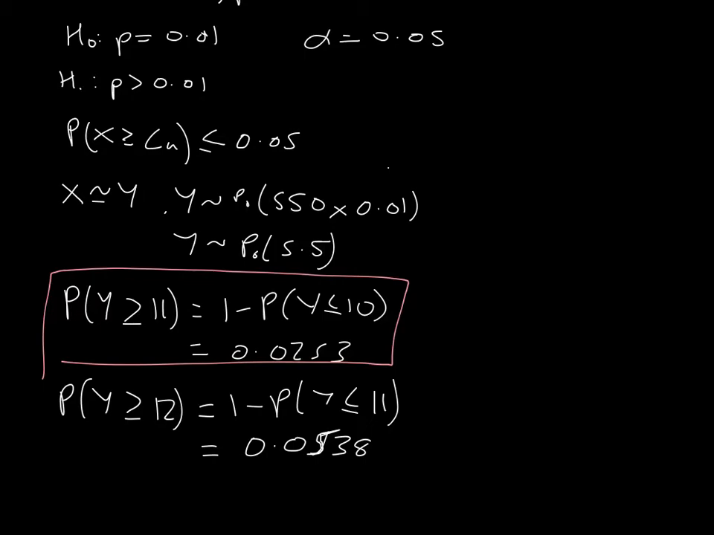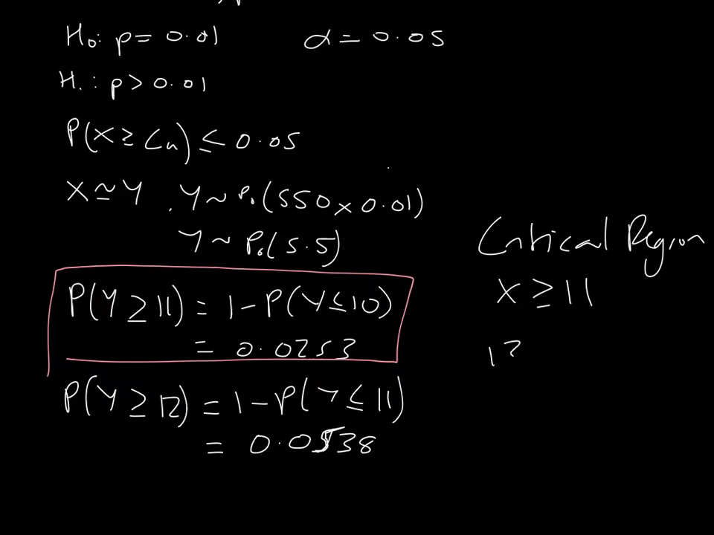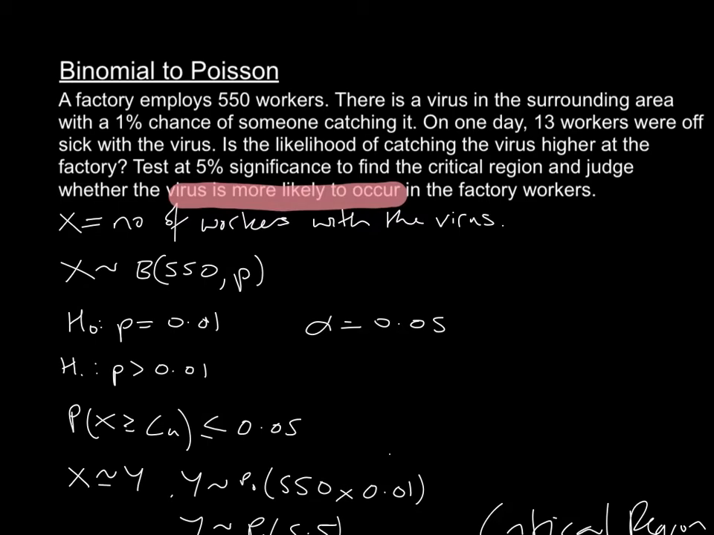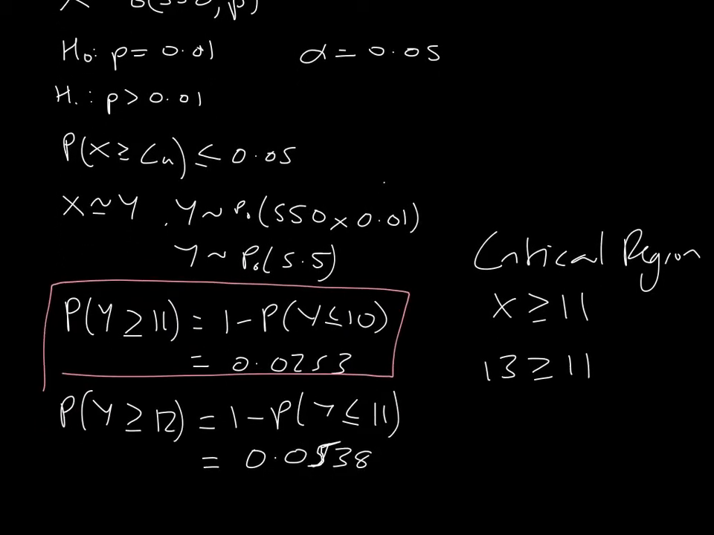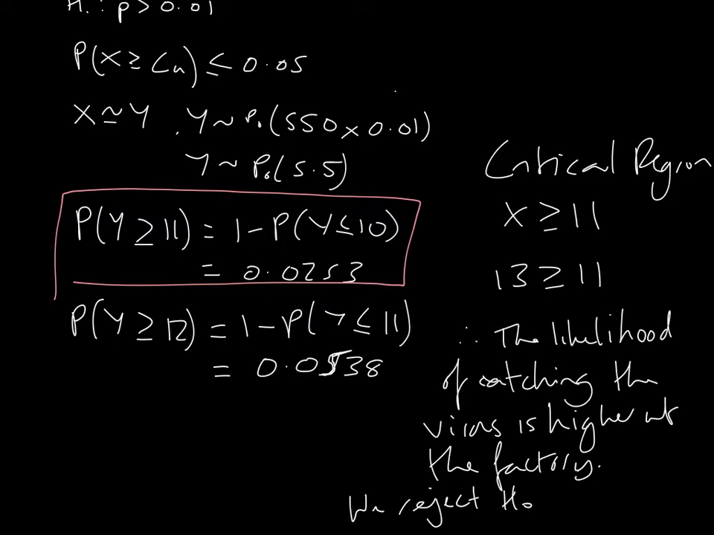So the critical region is where x is greater than or equal to 11, and 13 is greater than or equal to 11. The reason I'm saying 13 is because we observed that 13 workers were off sick with the virus. So we can conclude then that the likelihood of catching the virus is higher at the factory. So in our conclusion we need to state that the context, the likelihood of catching the virus is higher at the factory, and we also need to state that we reject H0.